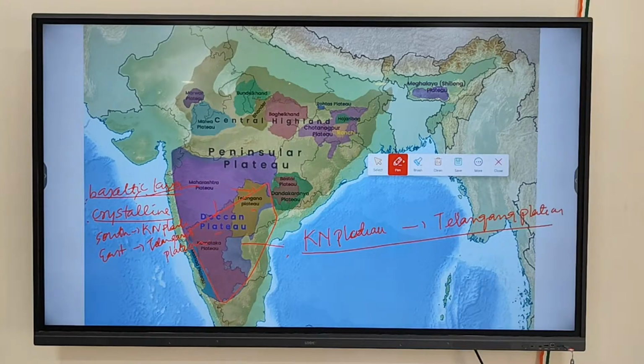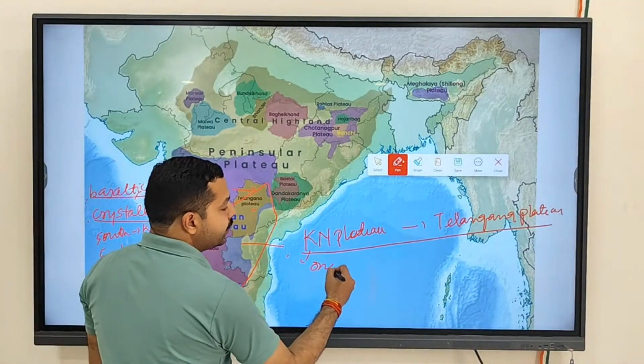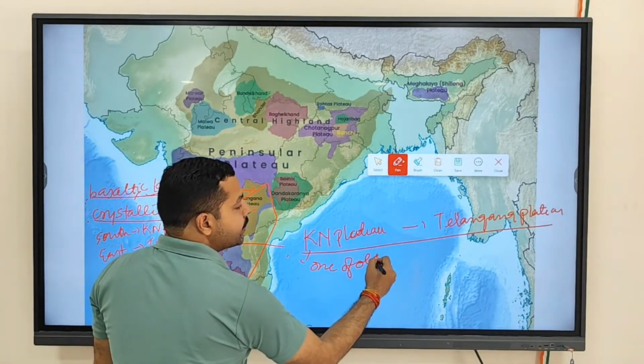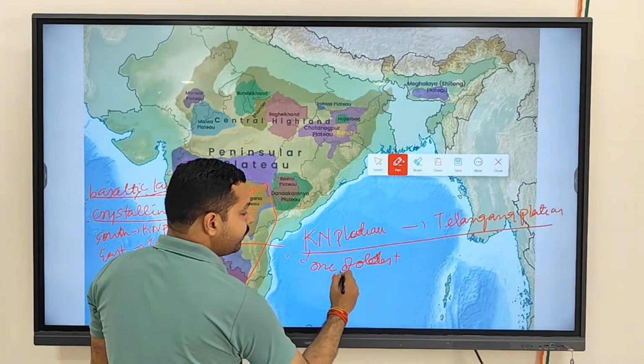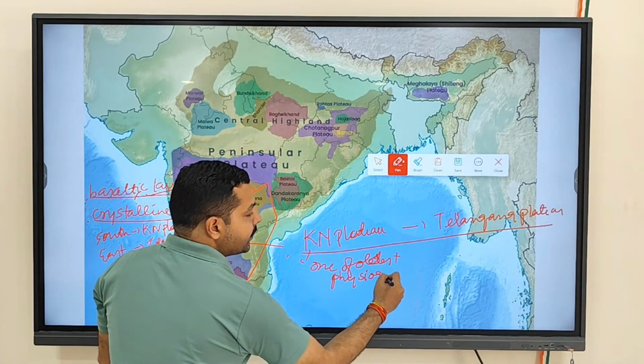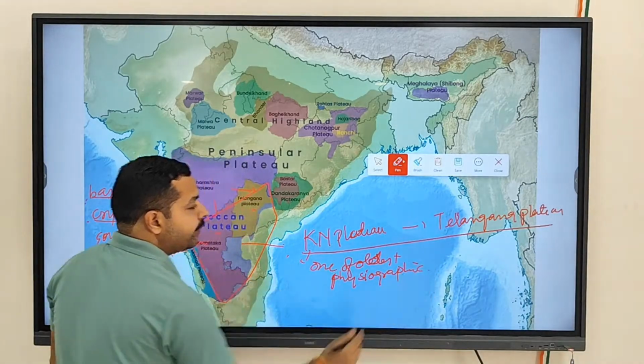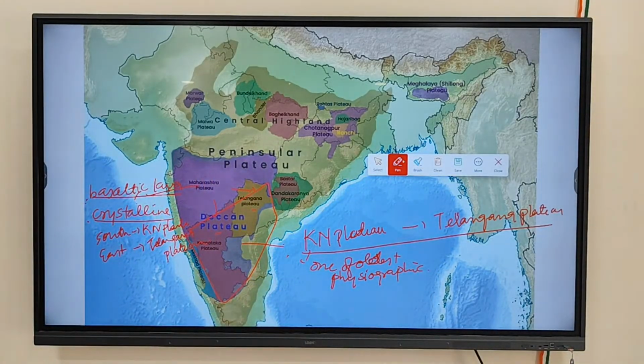Now, Karnataka plateau is one of the oldest regions. You know that the Karnataka Dharwad plateau is one of the oldest physiographic regions. Initially we discussed Dharwad, Singhbhum and this region. It is one of the oldest physiographic regions of India and the most stable region. Most stable means not much tectonic activity is taking place.